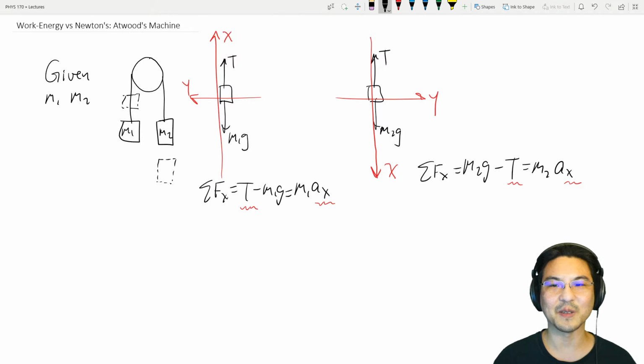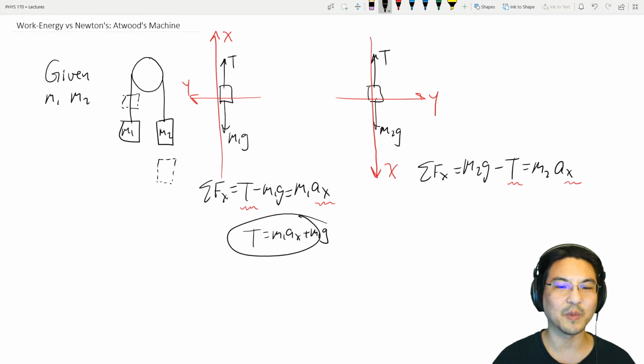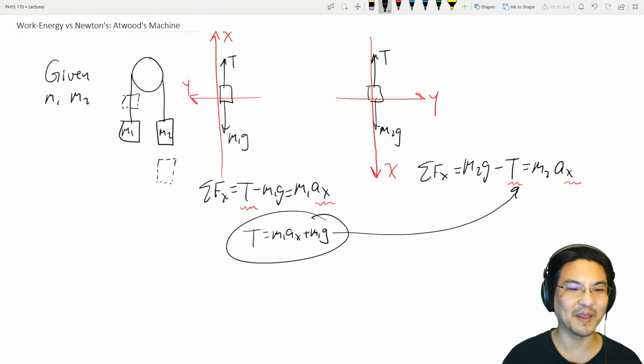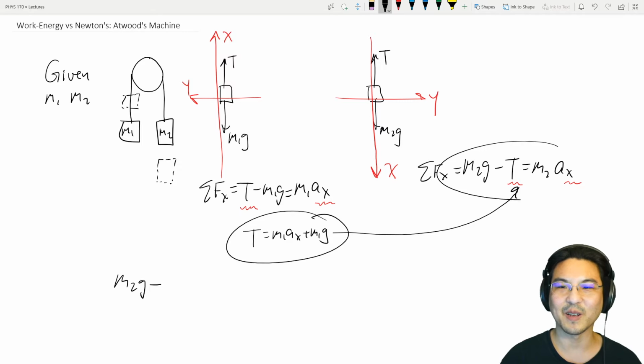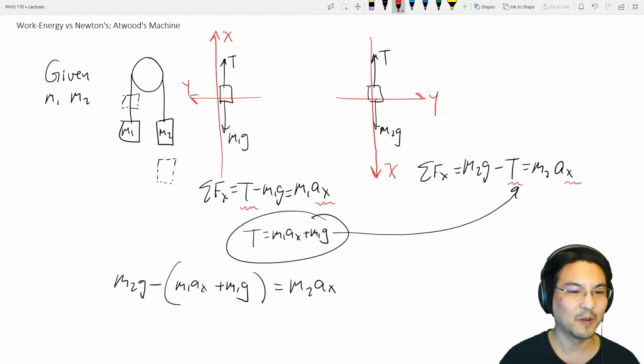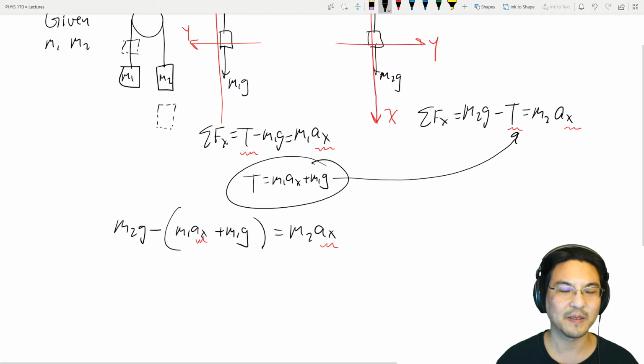So let's see, which way should we go? How about we solve this for T, and then put that there. Okay, so let me do that. I'm writing this equation: m2g minus T equals m2ax, and then T was this. Okay, now we only have the one unknown, so let's solve for that.